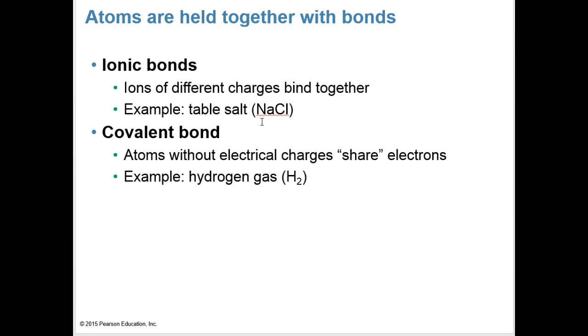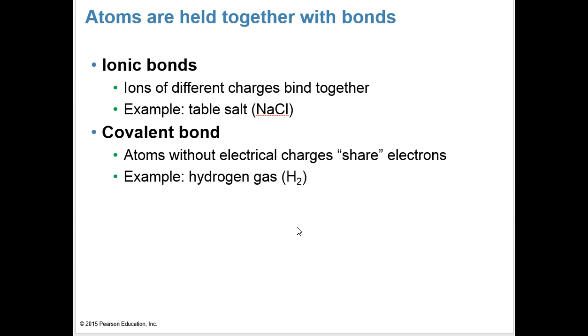Many salts are formed this way. In a covalent bond, instead of giving up or taking electrons, they actually share. Hence the prefix co means to share, and valent means the outer level of electrons. So as I showed you earlier, carbon generally will share with other atoms in 4 spots.